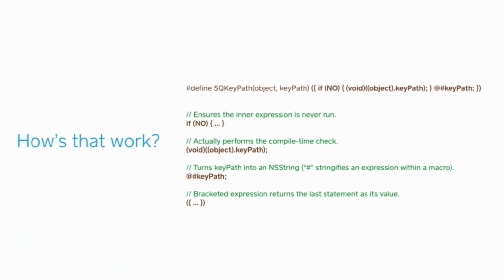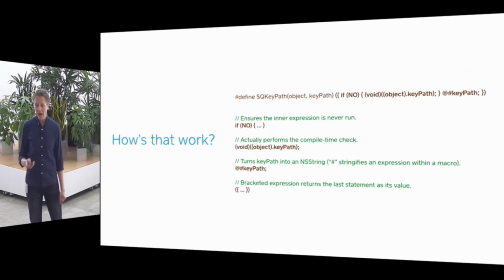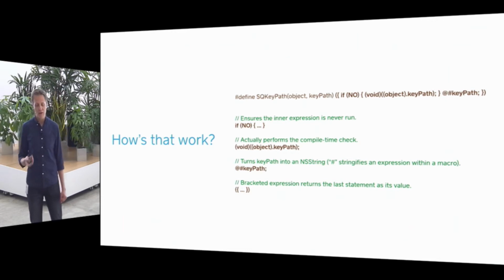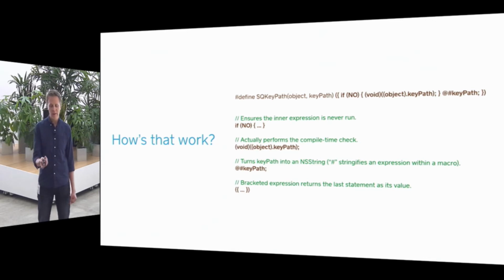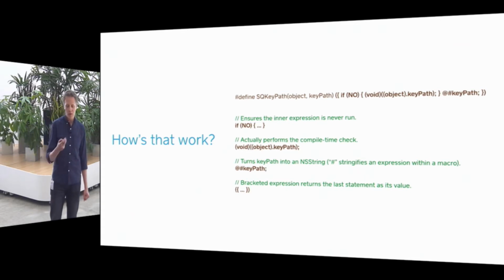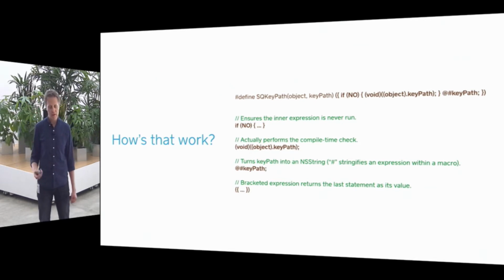So how does this work? As you can see, it's just a macro, and it's broken down here into four parts. The bottom part is the most important part. There's a cool GCC extension that LLVM also supports, wherein bracketed expressions will return their last statement as their value. Then back at the top, we have an if (NO), which ensures the inner code is never actually run. The second line there is the most important part, and that's the code that actually performs the compile time check. The third line down there is just some macro magic that essentially turns the keypath into a string, and then prefixing that with an at symbol just turns it into an NSString.